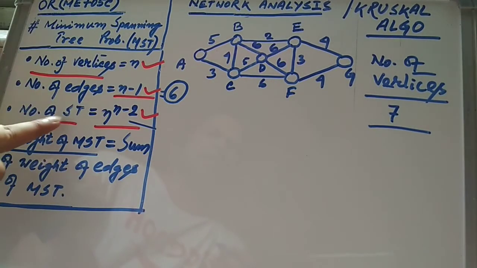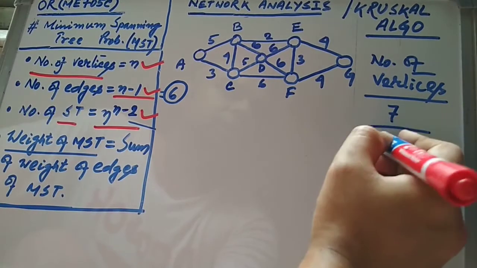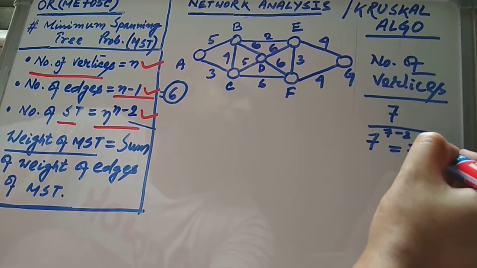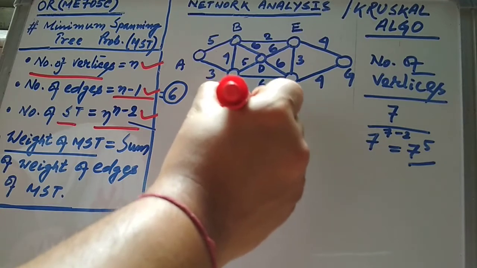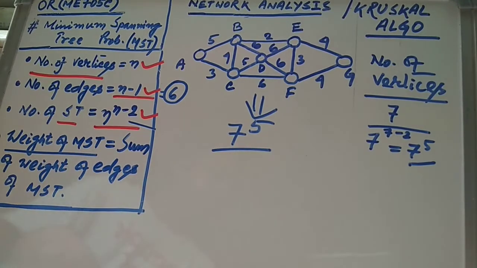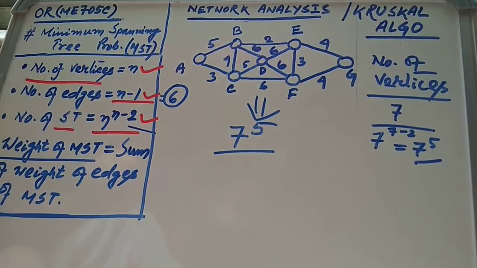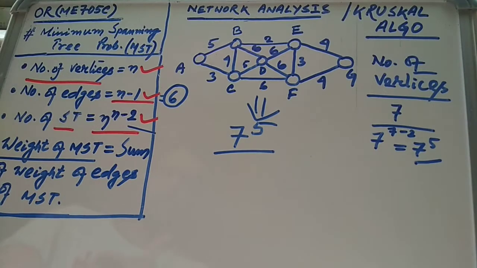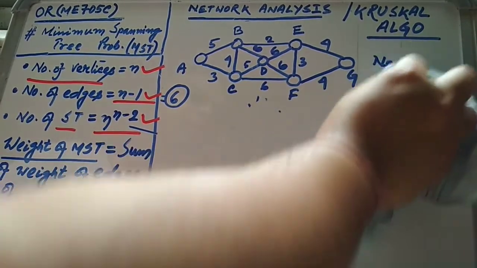Now if we come to the combinations, how many combinations are we getting from this particular network? That is, the number of spanning trees, ST meaning spanning tree, given by the formula n to the power n minus 2. So it is 7 to the power 7 minus 2, which gives 7 to the power 5. A big combination of spanning trees. But our motto here is to find the minimum spanning tree out of this network. So how to do that? Let us concentrate on finding the minimum spanning tree rather than finding all 7 to the power 5 spanning trees.